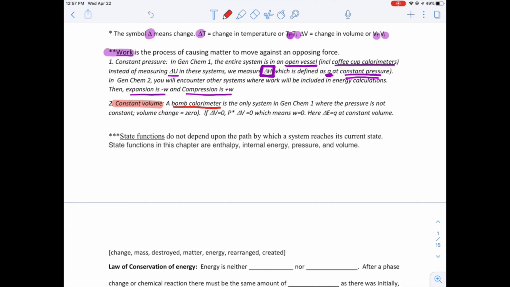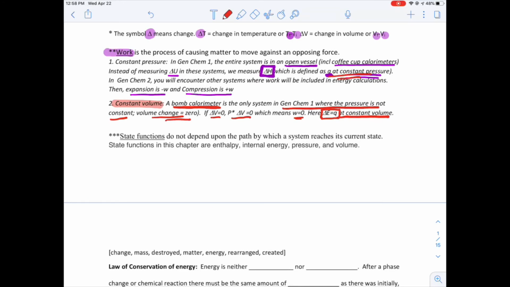So we will mention a bomb calorimeter just very, very briefly. It's the only system in Gen Chem 1 where the pressure is not constant and your volume is not going to change in that system. So notice if your volume doesn't change, your pressure times your volume doesn't change, your work is zero. So for those kinds of systems, your energy is also called Q, but this Q is at constant volume. The other one was constant pressure.